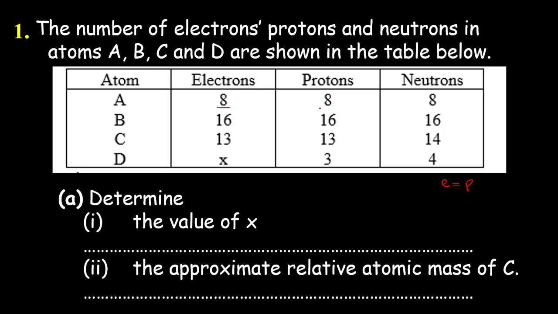If you look here at 8, 8, 16, 16, these are equal. So what does that mean? That means our 3 will also be equal to this X. So our X becomes 3.